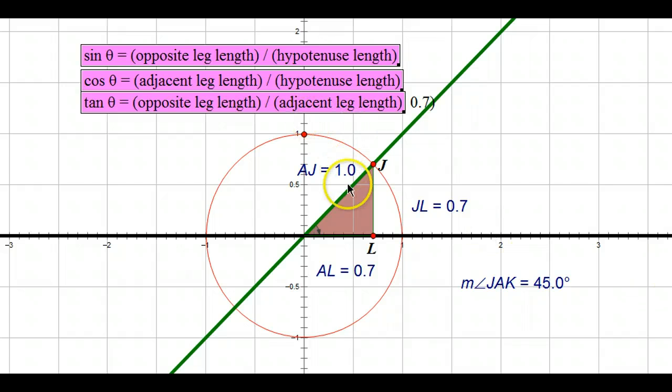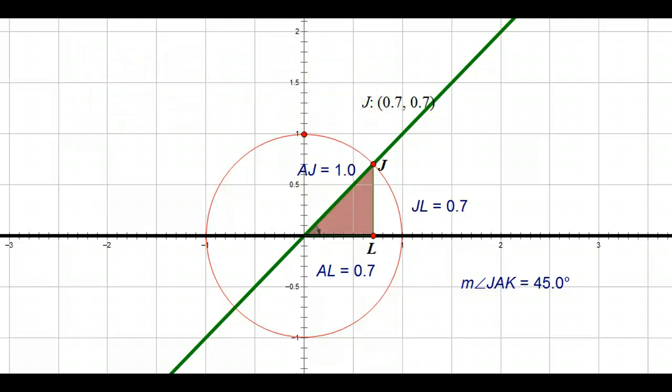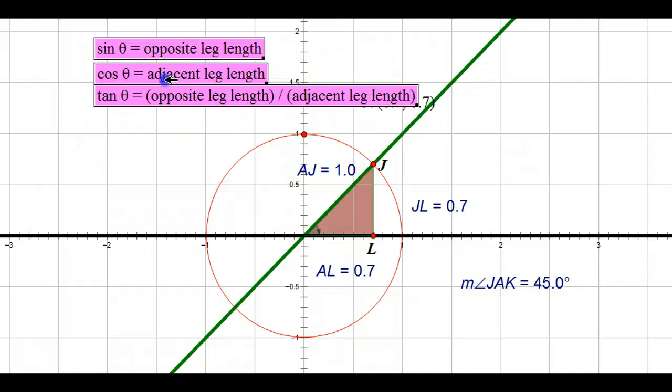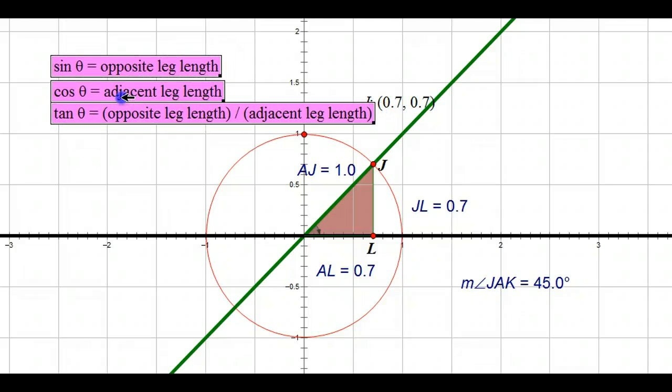But since we know that we're in a unit circle and this right triangle has a hypotenuse of length 1, we're going to modify these ratio definitions just slightly, because we already know that in our case we have a unit circle. So that means that for sine and cosine, we have our side lengths being equal to either sine or cosine, as we can see here.